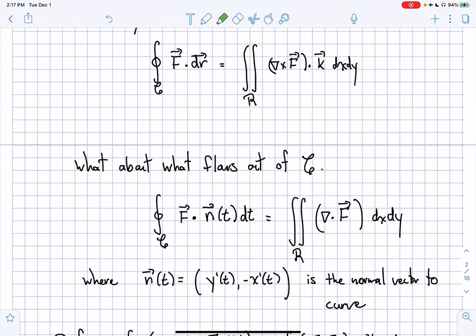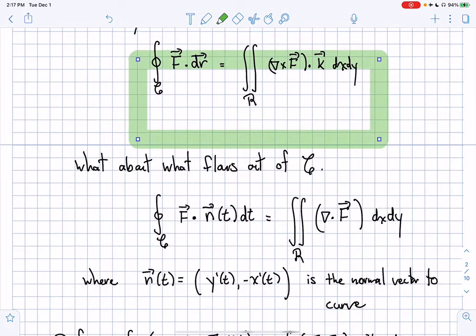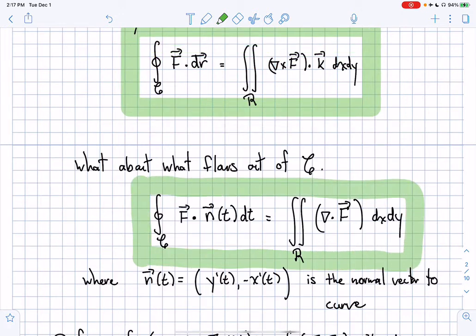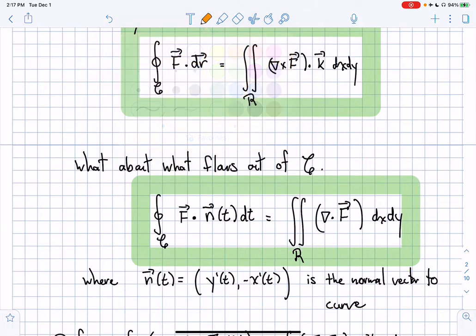And here it is, so maybe I should actually put that in. That's the first version, and that's the second version. So that's the curl version and the divergence version. So what is the divergence version? What I integrate is not the curl, it's the divergence. Divergence is a number, it's not a vector, so it's just integrating the divergence, a function of x y, and I integrate that over the region R that is enclosed by C.